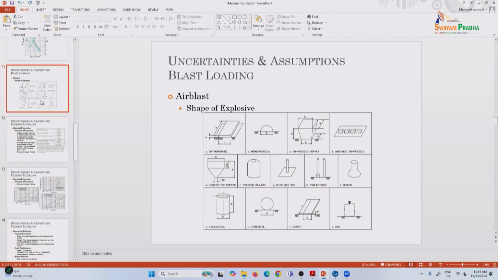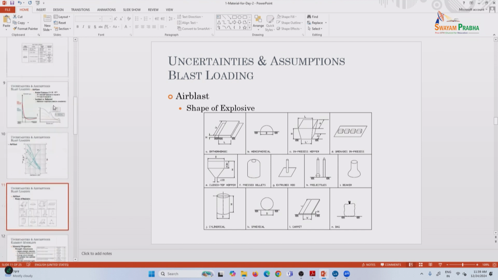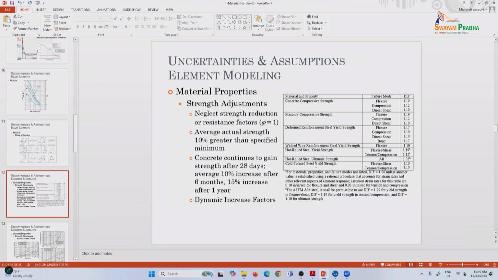I wanted to show these ones. So, we'll keep it here itself. If you see the shape of the explosives, there are a variety of shapes; it's not just a spherical one. The shape of the explosive also makes a difference, but in our design we really are not accounting for it in any direct way.